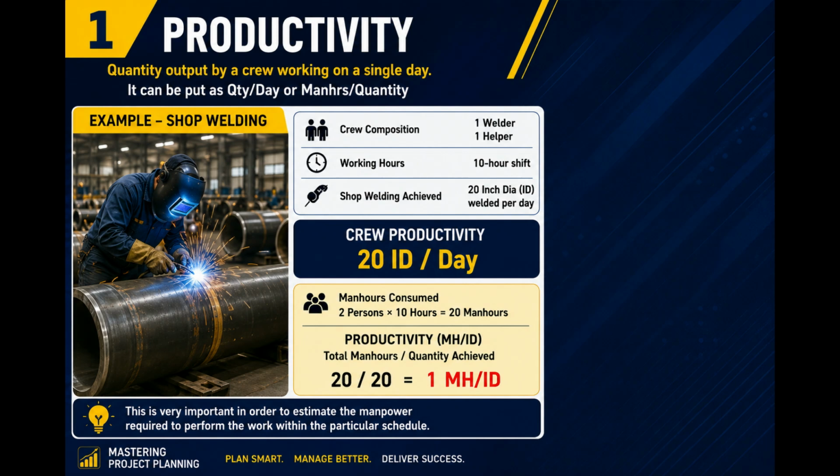So the productivity is equal to total man hours per quantity achieved by the crew on that day. So it will be 20 divided by 20. We are getting one man hour per inch there. So what does it mean? We need at least one man hour to perform 1 inch dia of welding. This is very much important. Why? In order to estimate the manpower required to perform the work, we may also have some particular schedule. So this is very useful for estimating the manpower for completing the works on a particular schedule.